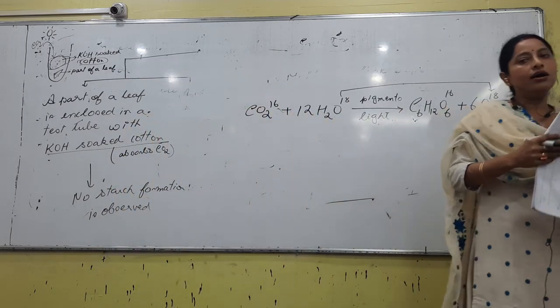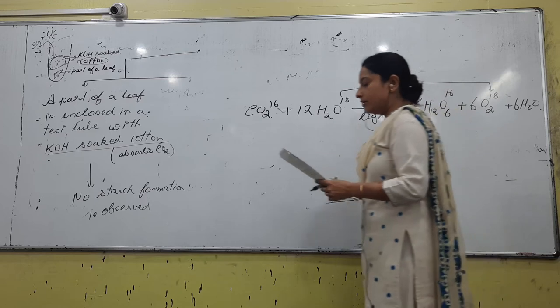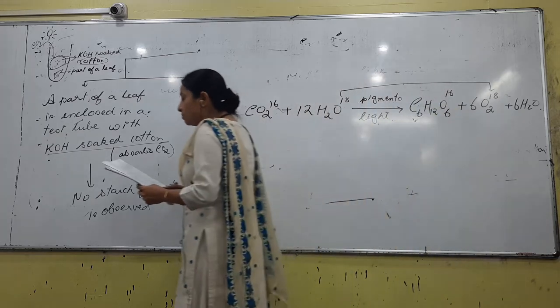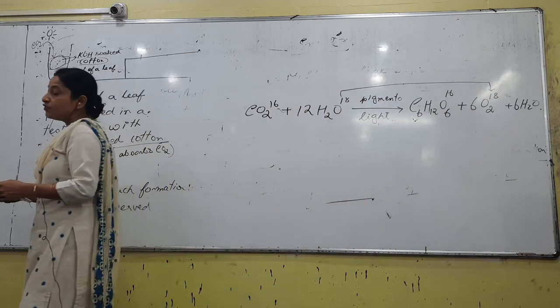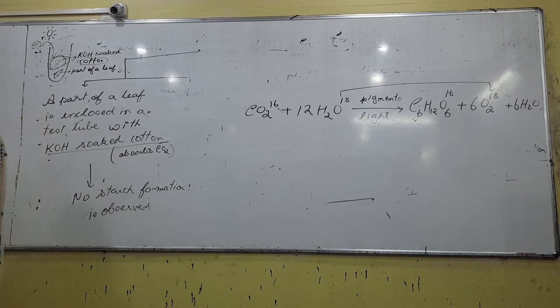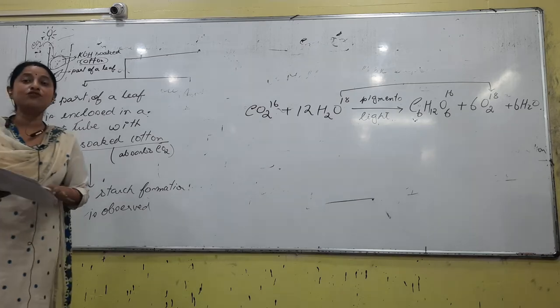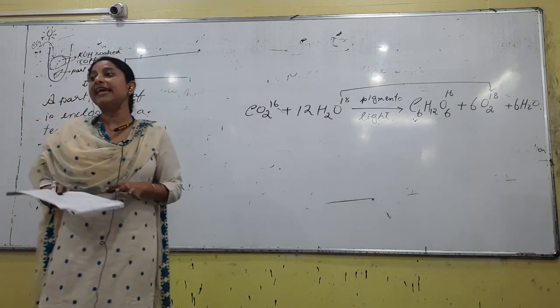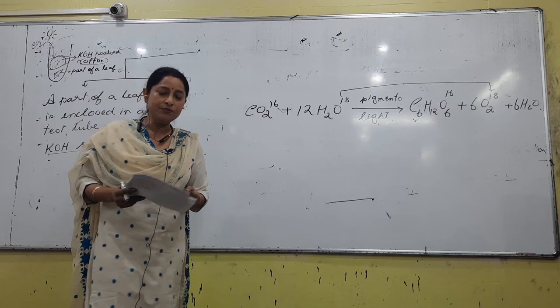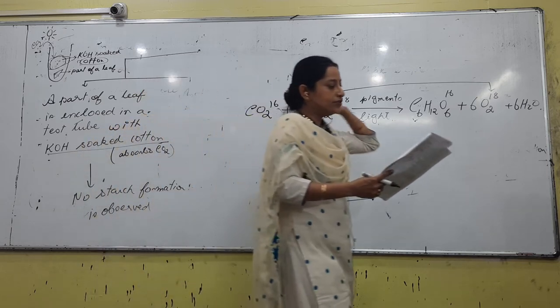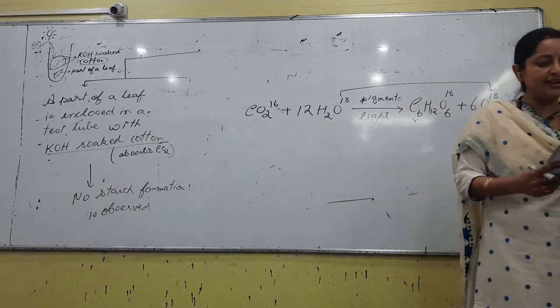Next, the next scientist is Warburg. We have to remember something called Warburg's effect, right? Warburg is a scientist. He worked upon a particular alga, that is chlorella. Whenever we talk about chlorella, what do we remember? Space food. Unicellular green algae. These are the two terms that we remember, no? So he used green alga, that is chlorella, for photosynthesis.